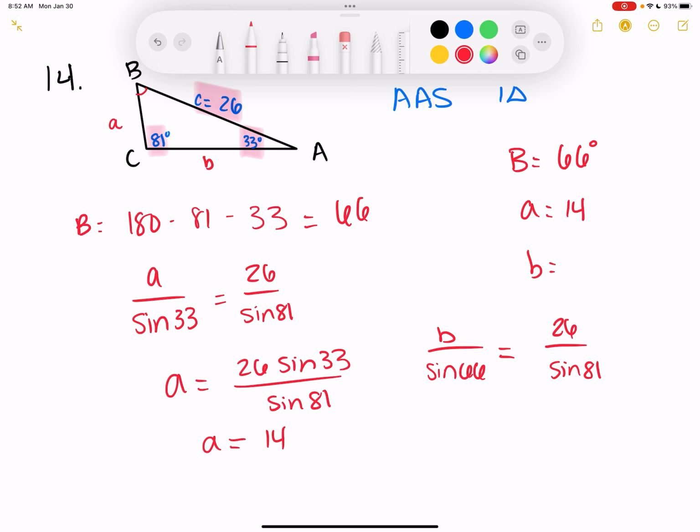So then we multiply by sine of 66. So B is equal to 26 sine of 66 over sine of 81. What do we get? 24.